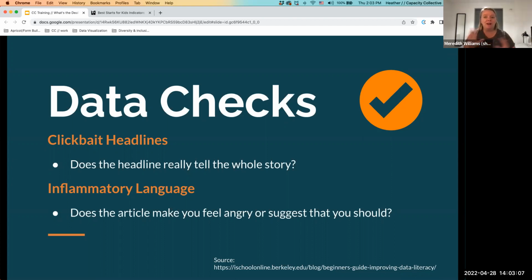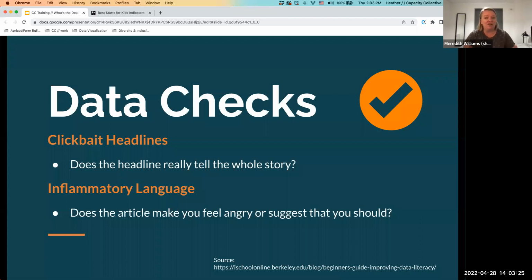It's always good to compare multiple articles to each other to see how other people are talking about it and see what might be manipulated there. And then there's that inflammatory language. People specifically choose particular words that they know are going to get you fired up.